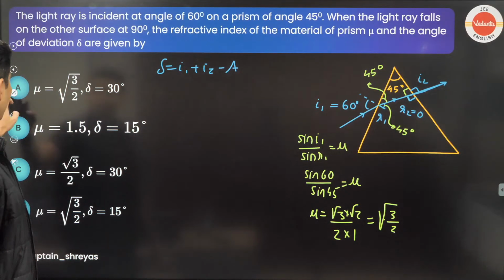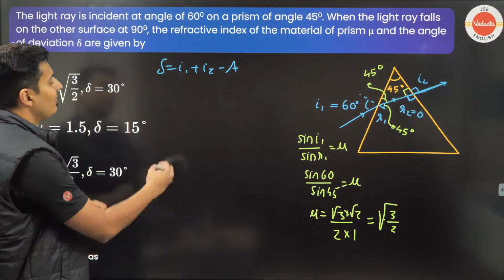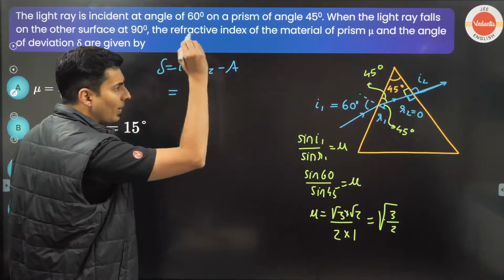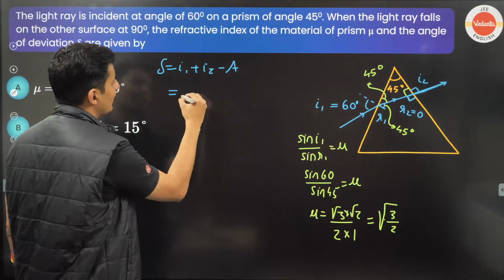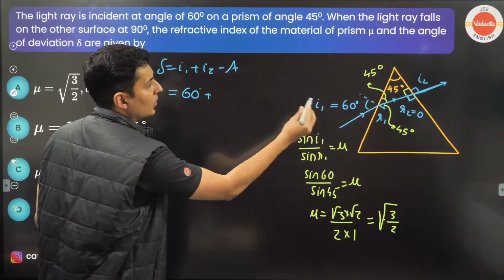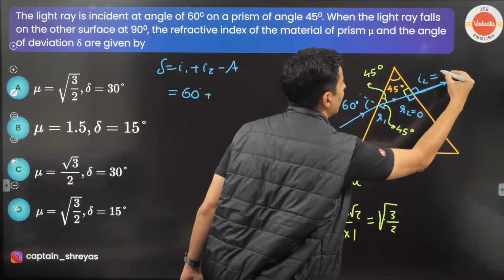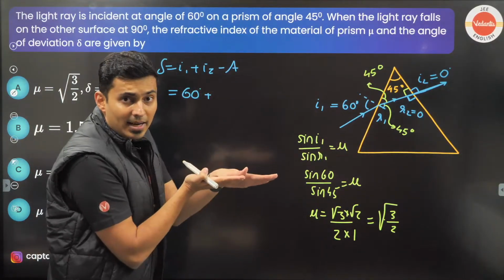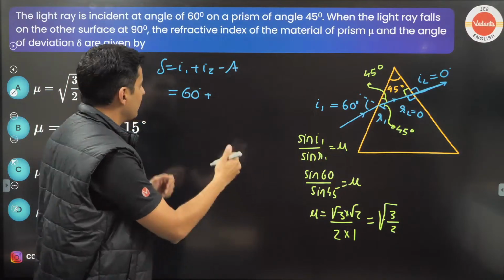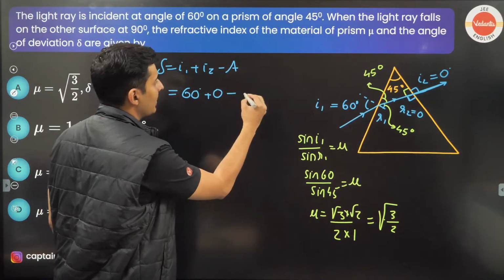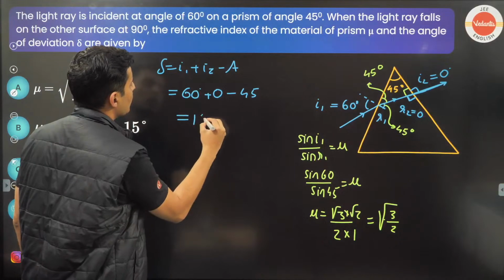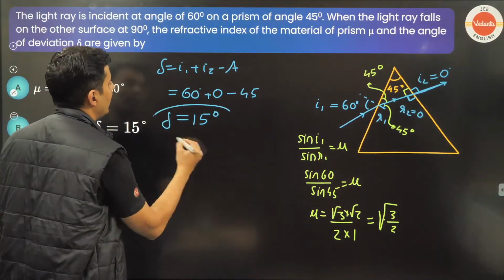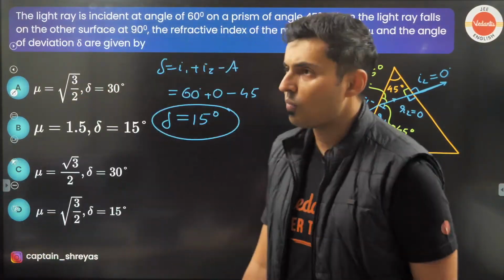I can see either it will be A or D. Last point is finding the deviation, which is I1 plus I2 minus A. I1 is going to be 60 degrees. I2 is going to be 0. You can see that I2 is going to be 0, as the angle is measured with the normal, not with the surface. So minus angle of prism, it is 45. So this is going to be 15 degrees. So that is the other answer which we want.